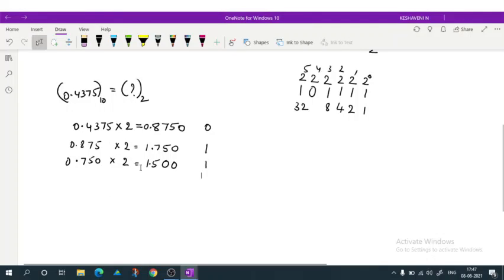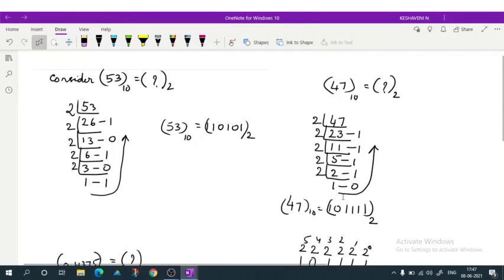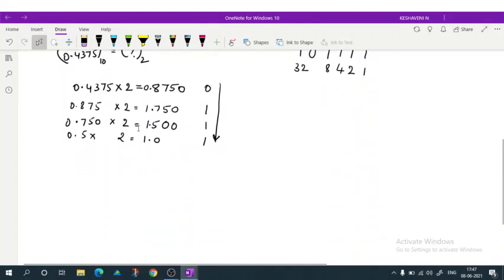Again, next step you have to consider 0.5. 0.5 multiplied by 2, so you will get 1.0. This remainder 1 you have to write down here, and here you have to start from top to bottom. So before the fraction point we have taken from bottom to top, and after the fraction point you have to take from top to bottom.